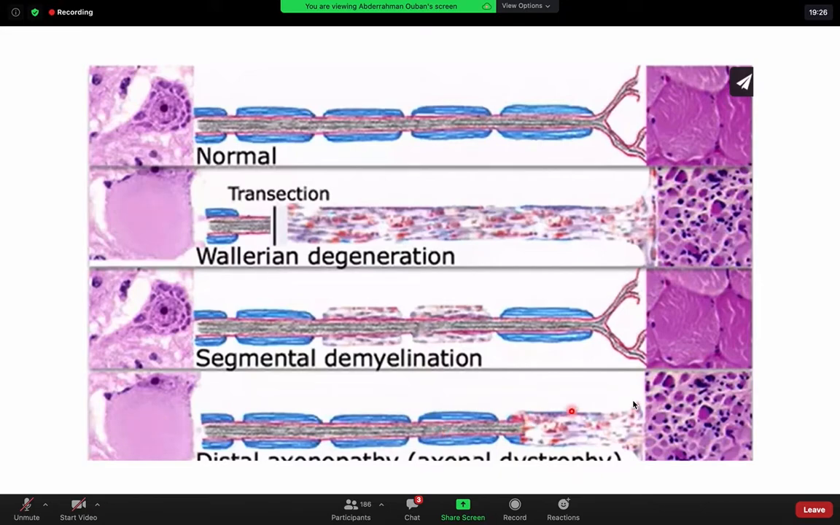Okay, and similarly, as a result of the fact that it is the distal region that is affected, the contact between the muscle and the nerve is going to be affected. The neuromuscular junction is going to be degraded. And as a result of that, you can see that the muscles are, again, becoming atrophic.